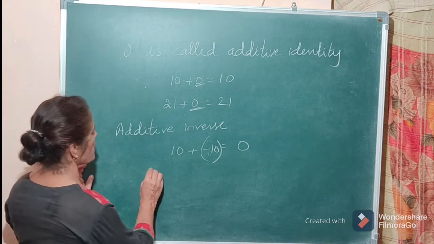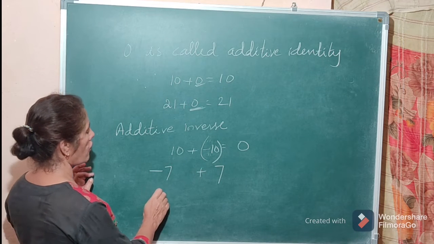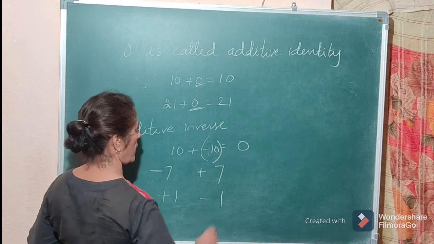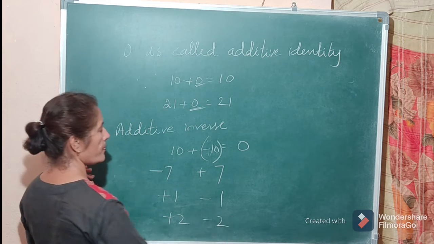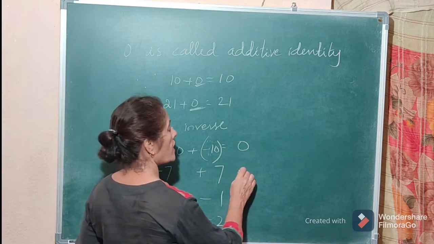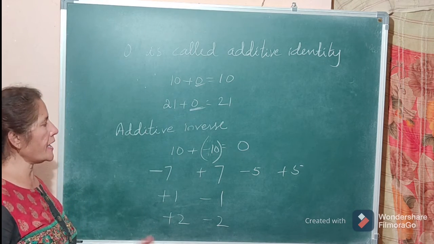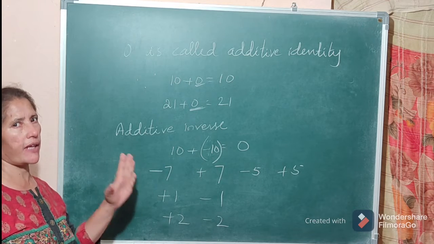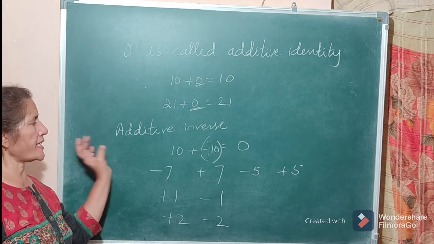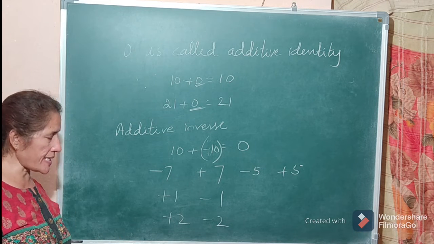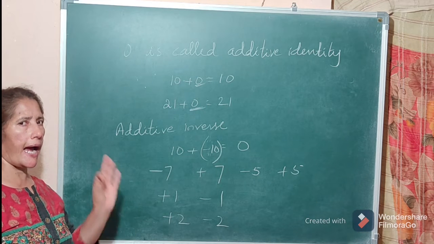What is the additive inverse of minus 7? Plus 7. What is the additive inverse of plus 1? Minus 1. What is the additive inverse of plus 2? Minus 2. What is the additive inverse of minus 5? Plus 5. Everyone understood clearly? So that is called additive inverse. You understood what is additive identity? What is additive inverse?